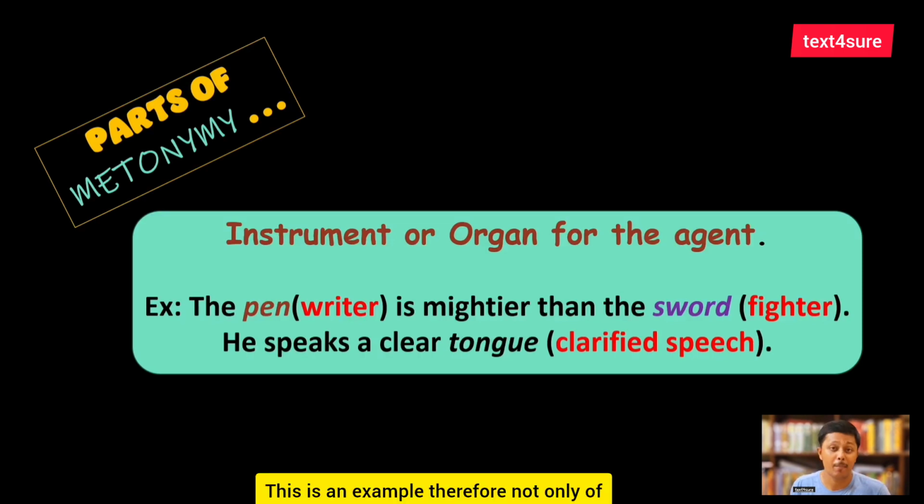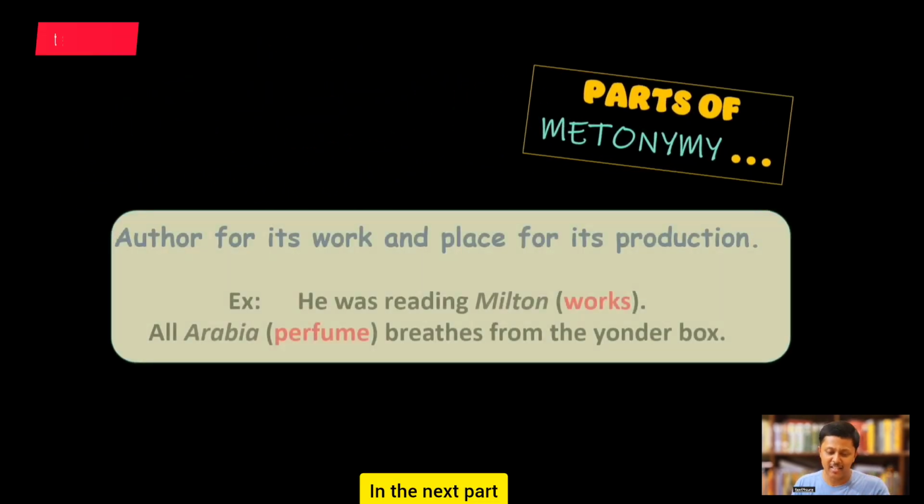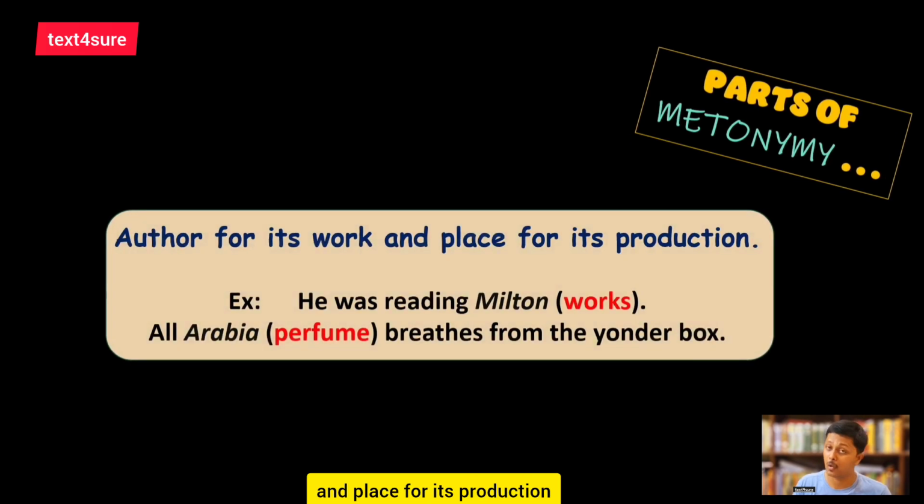So this is an example, therefore, not only of metonymy, but also part, instrument, or organ for the agent. In the next part, author for its work and place for its production. An example is: he was reading Milton, so the works of Milton.